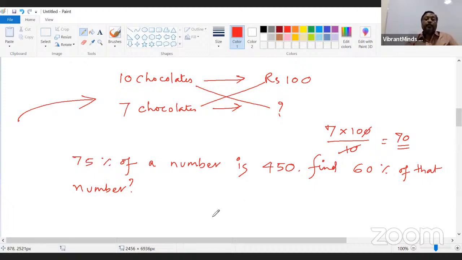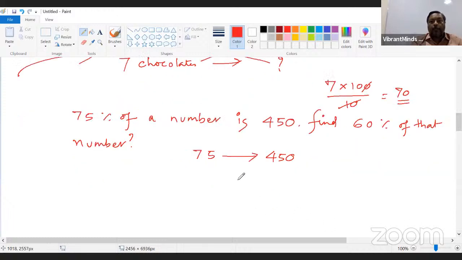Okay, let's see. Again, 75%. The value is how much? 450. What will I do? I will find 60%. The value will be what?